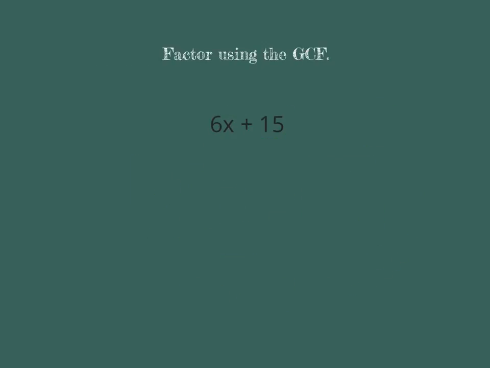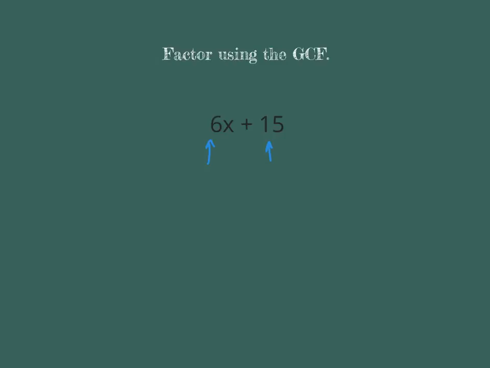Another way of doing this is factoring out the GCF. It's not the same as factoring out just the coefficient, but it's not that much more difficult. You just have to think a little bit deeper into it. So we want to find a common factor of 6 and 15. If you don't know what that is, then list the factors of each number.